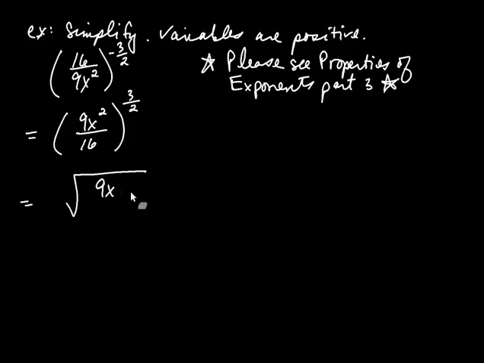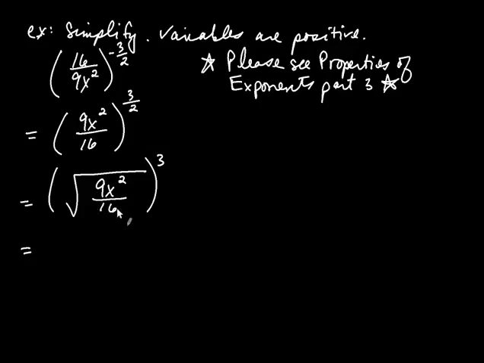9x squared over 16. And don't forget, then you still have to raise it to the 3rd power. Now, when I wrote that, the first thing I actually noticed was that the index was even, right? And I know that when there's an even index, I have to make sure I get a positive quantity. But I'm already told in the instructions that the variables are positive. So I'm not going to have to worry about the absolute value at the end of the day for this problem because the variables are positive.